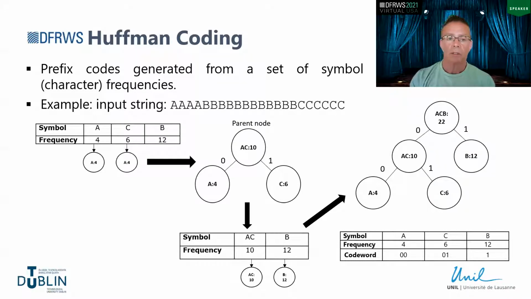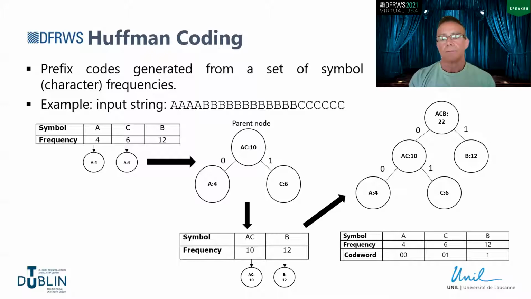The parent node is the summation of the weights, or the frequencies, of the 2 child nodes. So in our example, A is 4 and C is 6, so the parent node is going to be 10. And that's added back into the set. Then that process is repeated until we get a full binary tree and we essentially only have 1 node left in our set.